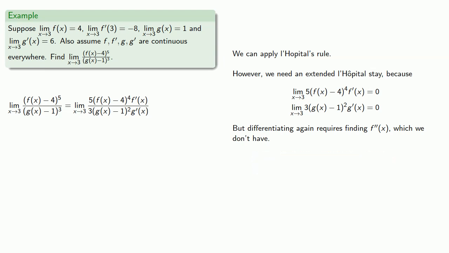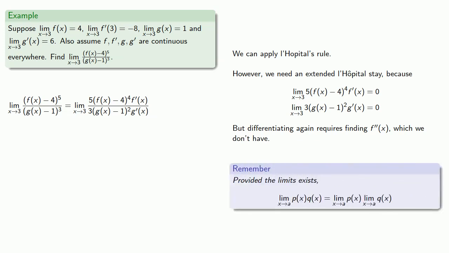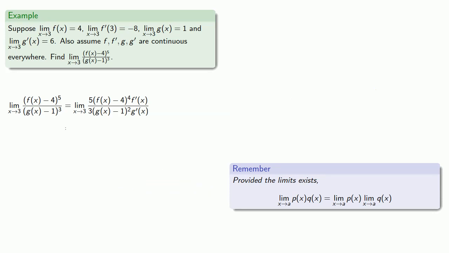But remember, all of our limit rules still apply, and the useful one here is that provided the limit exists, the limit of a product is the product of the limits. And so we note that this thing that we're trying to find the limit of can be written as a product.